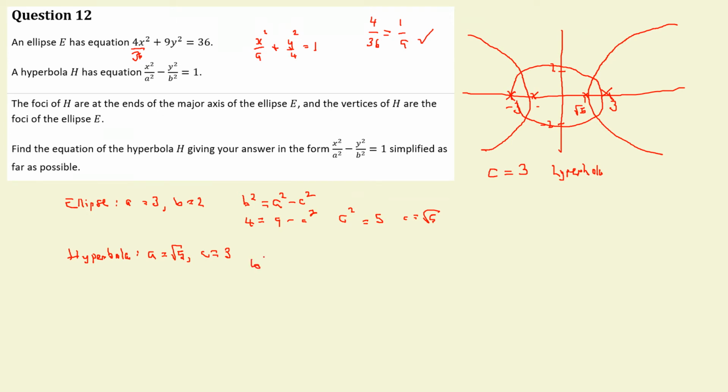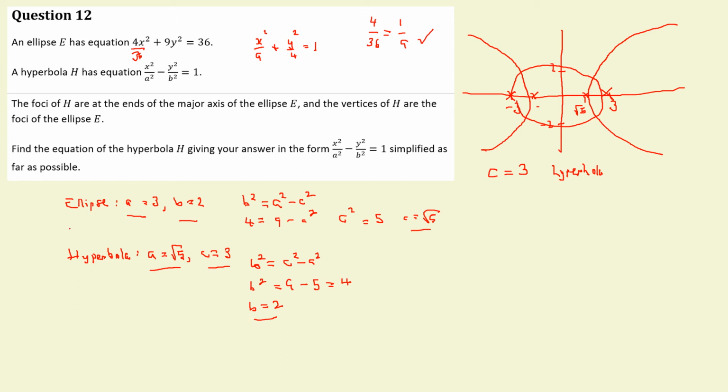For a hyperbola, though, B squared is the other way around. C squared minus A squared. So I've got B squared is C squared, 9, minus A squared, 5. It's 4. B is 2. Now, do you see what's happening in here? We've got A, B, C, and I've got a 3 again. I've got a root 5 again, and I've got a 2 again. They've just moved around. Okay?